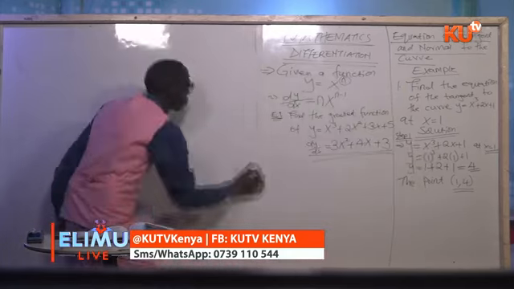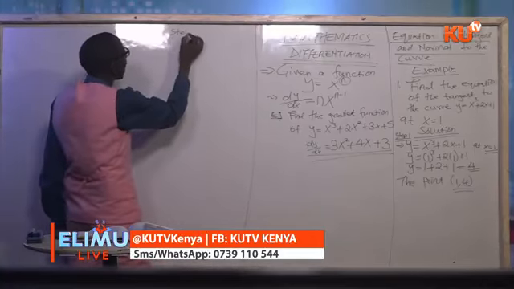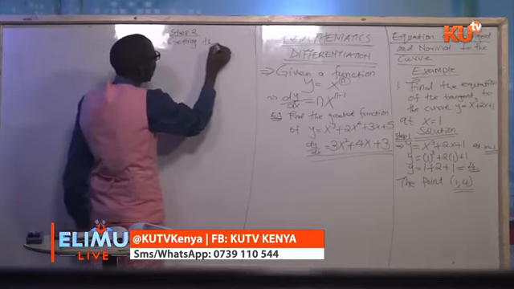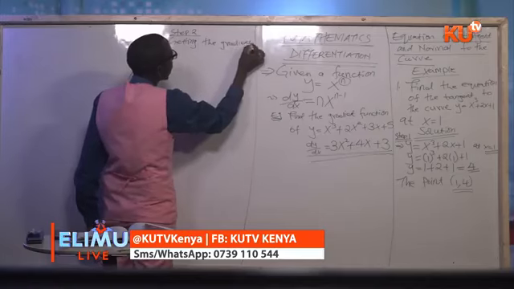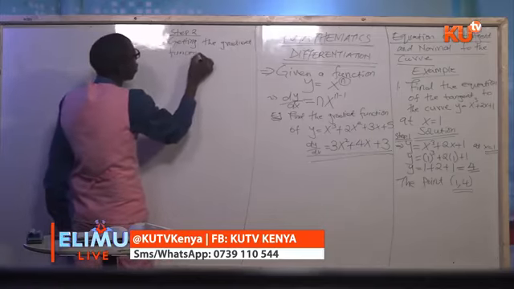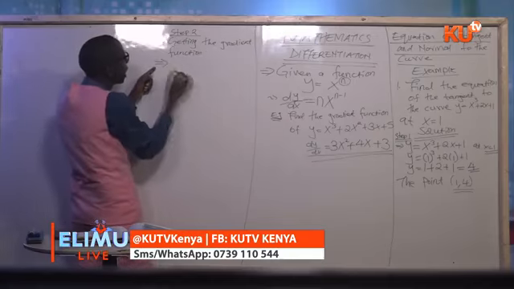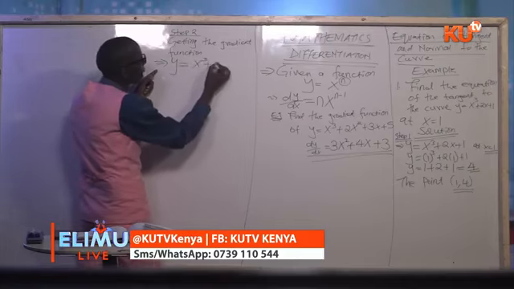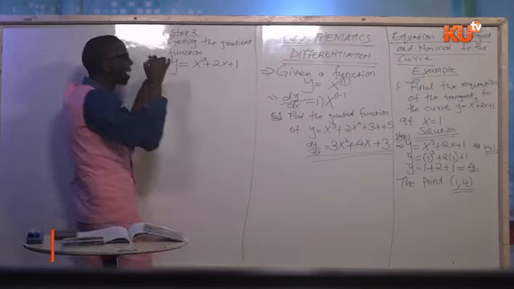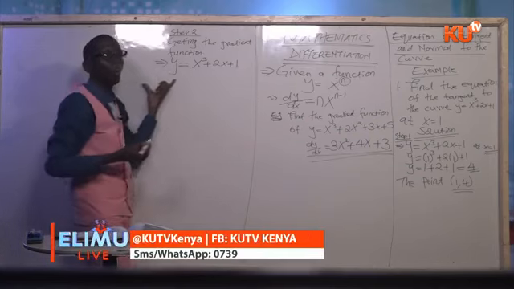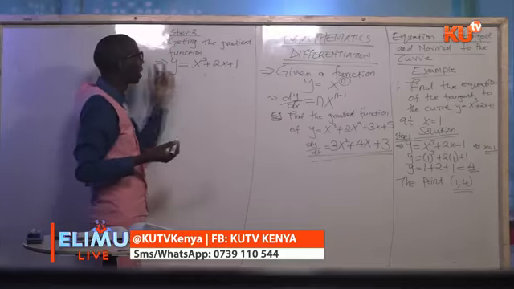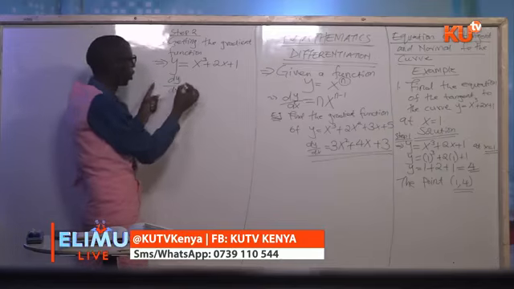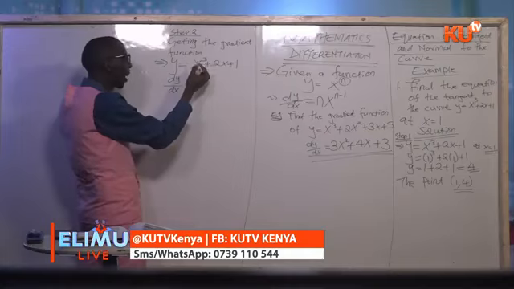Step 2 is getting the gradient function. So how do we get the gradient function? We already have our equation, y is equal to x cubed plus 2x plus 1. The gradient function is the derivative of this curve that we are given, which is dy over dx. We now differentiate this.